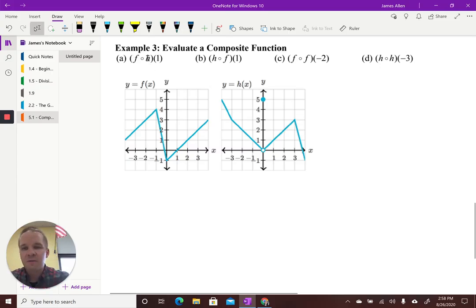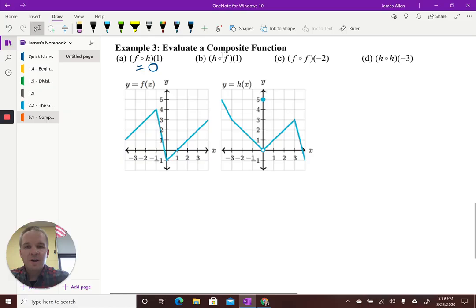So if I have f of h of 1, that means I'm plugging 1 into my h function first. Let's find out what that is. If I have 1 going into my h function, my output is 1. So if I take that 1 and plug it into my f function, f of 1 is going to be 0. So this one is going to equal 0.